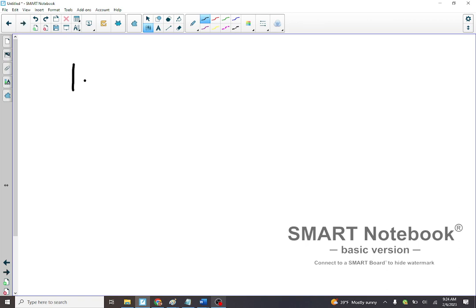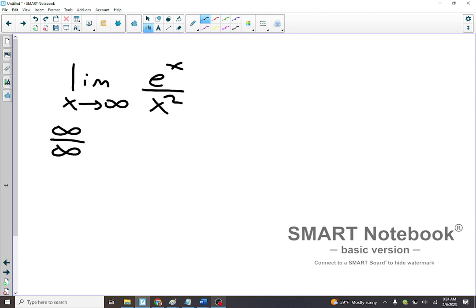Limit as x is approaching infinity, e to the x over x squared. Okay, if you plug in infinity, you're going to get infinity over infinity. The problem with that is I don't know how distant each infinity is. Does that correlate to 1 over 1? Does that correlate to 8 over 3? I don't know. So I need to reduce this. This is not an answer. So we derive the top and bottom.